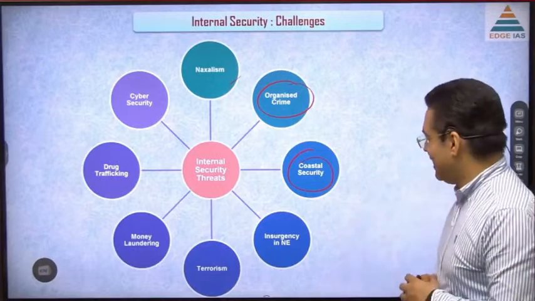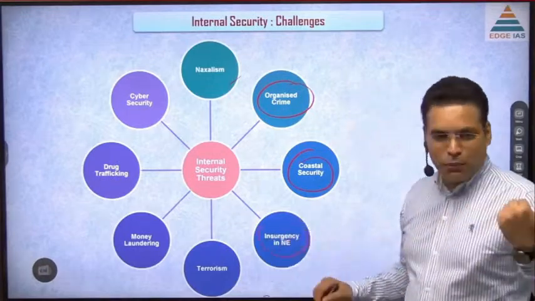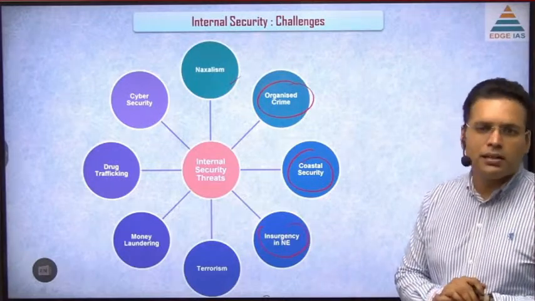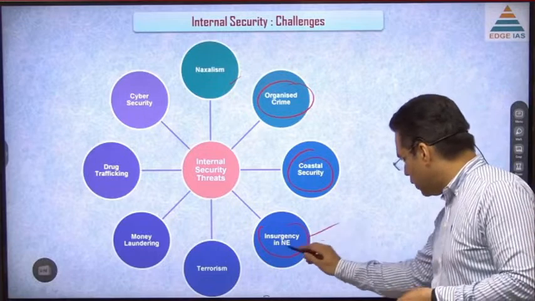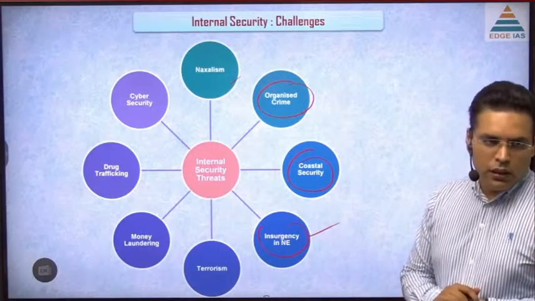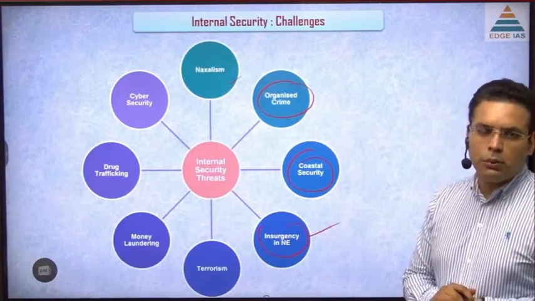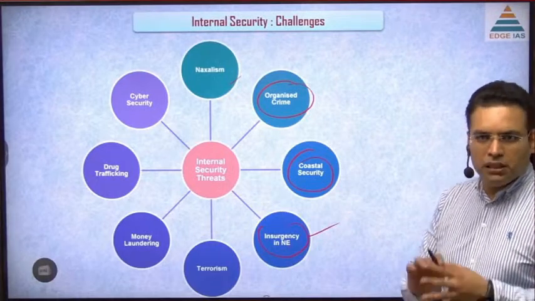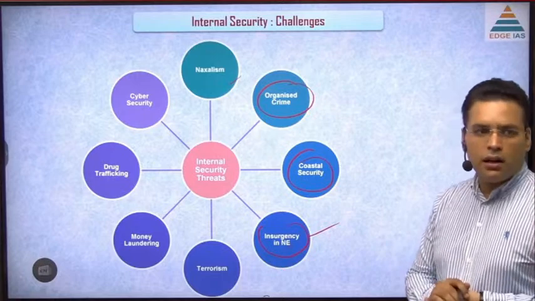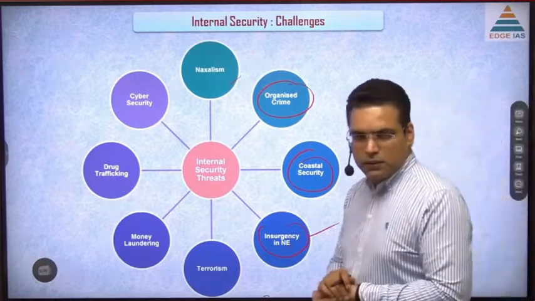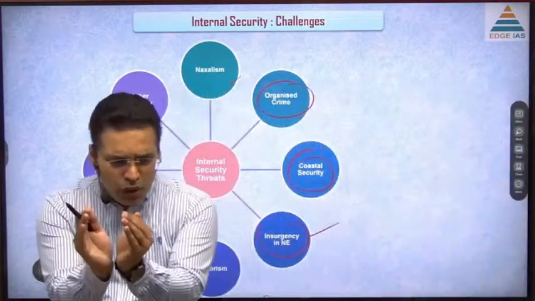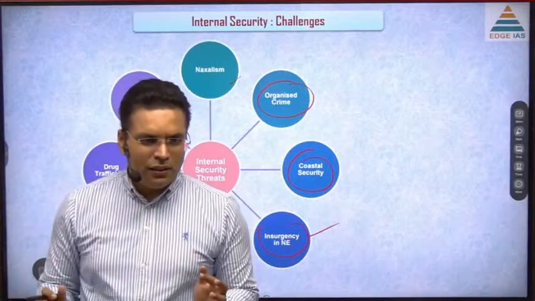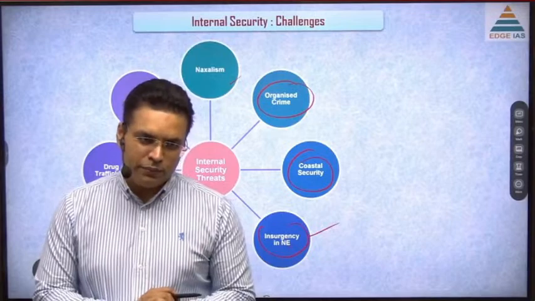Okay. Insurgency at the border of Northeast. Insurgency is a big problem. We'll understand this. We'll cover one topic for the insurgency only. In Northeast region, you must have heard about Nagaland. Nagaland has been in a state of turmoil since independence. Very small area, but it is a big problem for India.